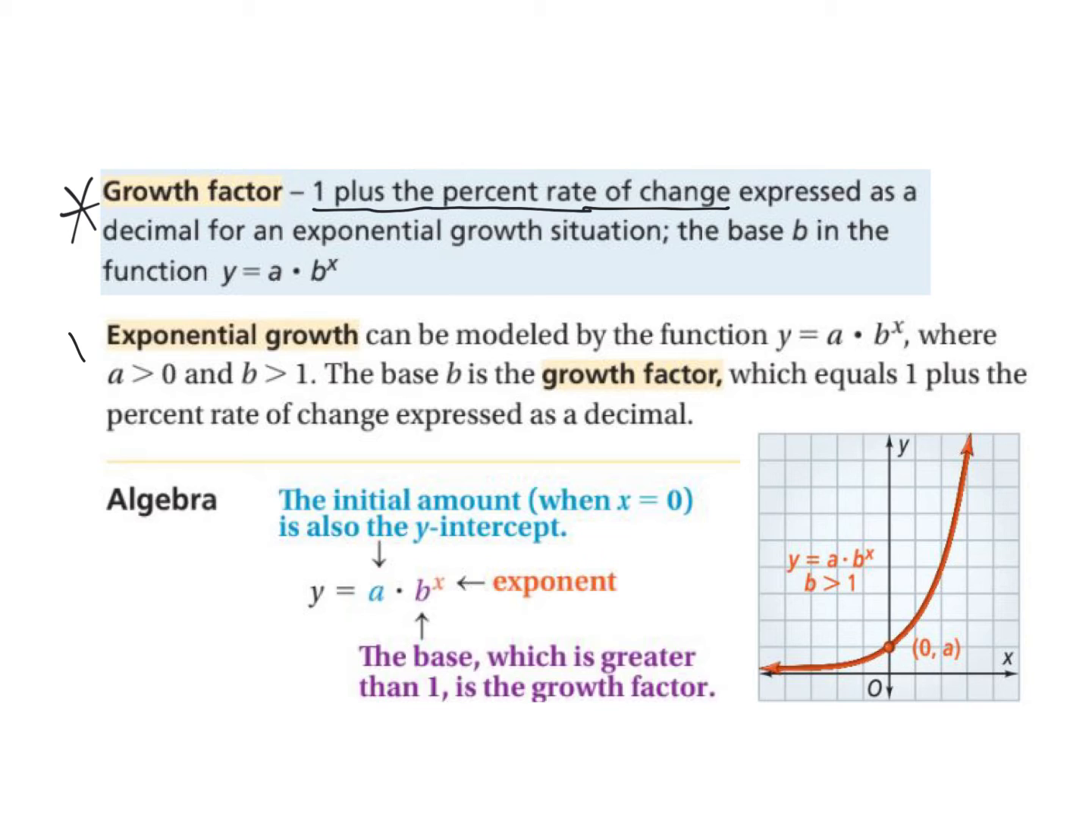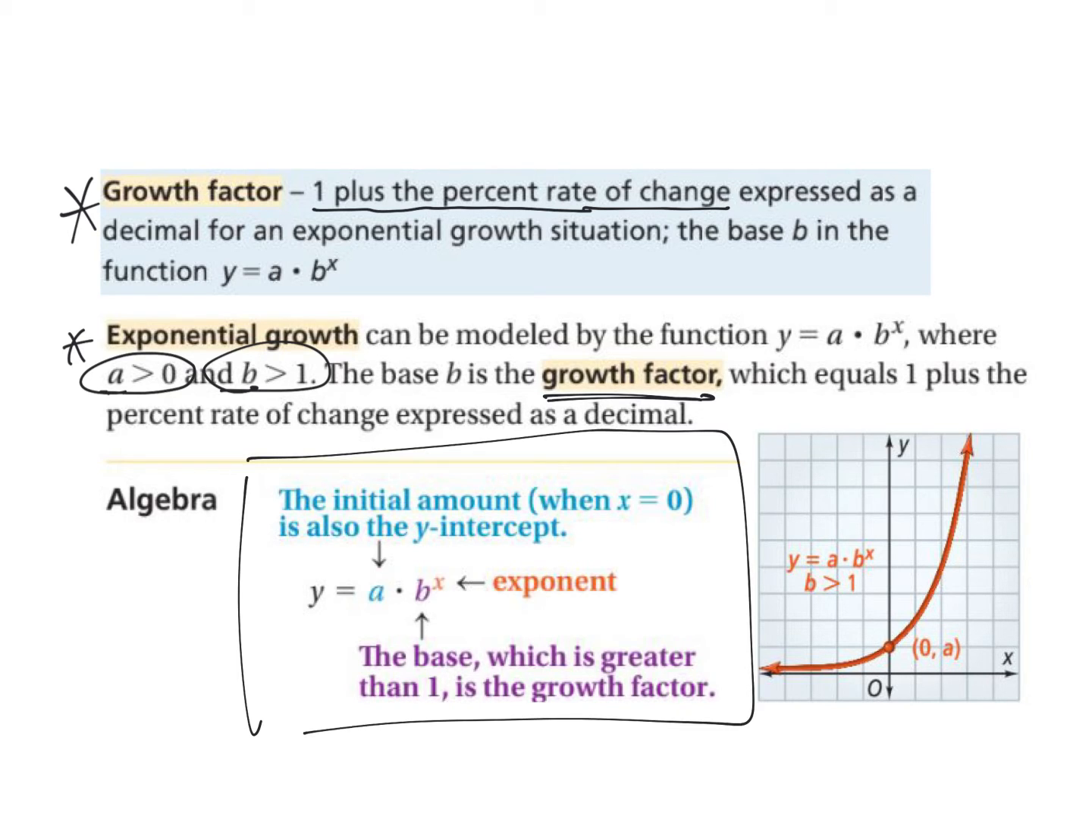Also, part of this exponential growth can be modeled where A is greater than 0 and B is greater than 1. This is where growth factor comes into play. You may also want to draw this model where we're talking about A being the y-intercept, B, or the base here, is greater than 1. This is considered a growth factor. And then, of course, our exponent.